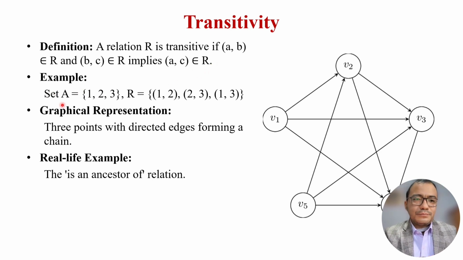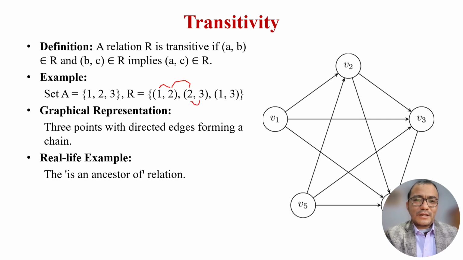For example, suppose set A has the elements 1, 2, and 3. So the relation from A to A we can represent by R. It has the ordered pairs (1, 2), (2, 3), and (1, 3). So we can show it like this: 1 and 2 are connected, again 2 and 3, 2 and 3 are also connected, so related.